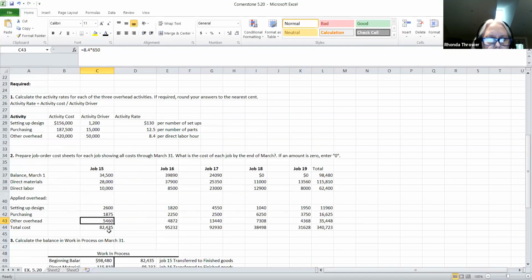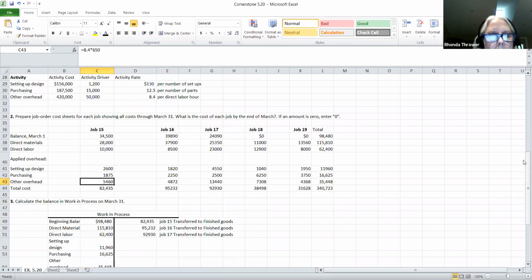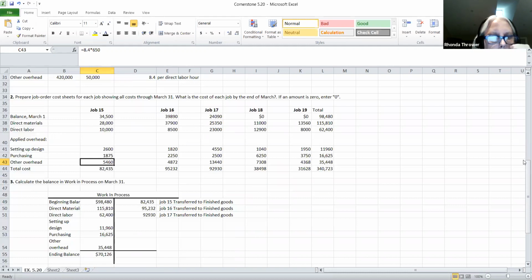And then what you do is you add all the costs together to get the total cost. They wanted to know what was the cost of each job by the end of March. Each one of these jobs would have been done in a similar manner. So you're doing basically the same thing over and over again. Then they want you to calculate the balance in the work in process account.